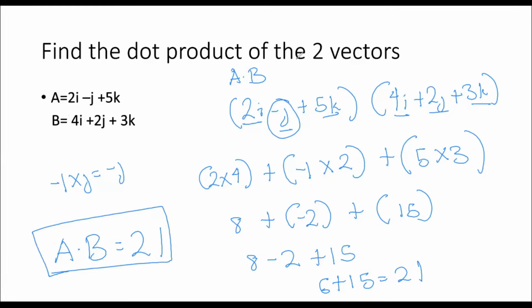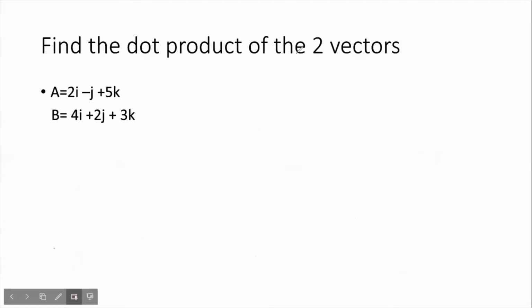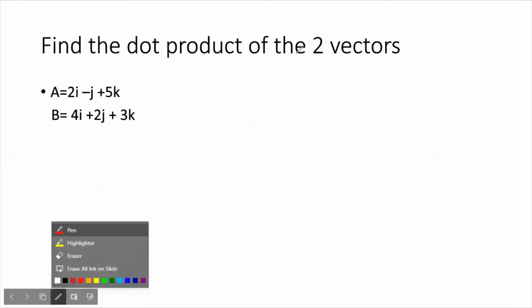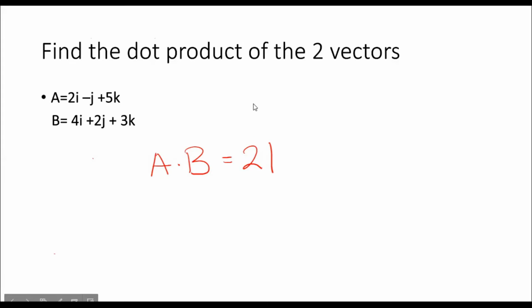Okay, let me clear my drawings. I can write here A dot B is equal to 21 as my final answer. If you have any questions or disagreements, you can also let me know. So let's move to the next question.